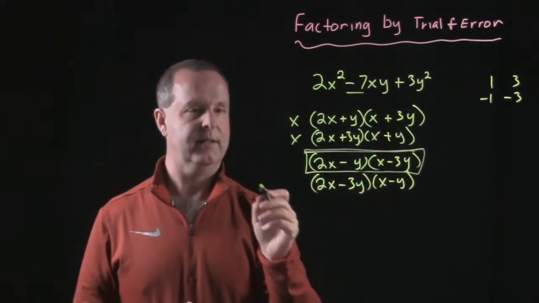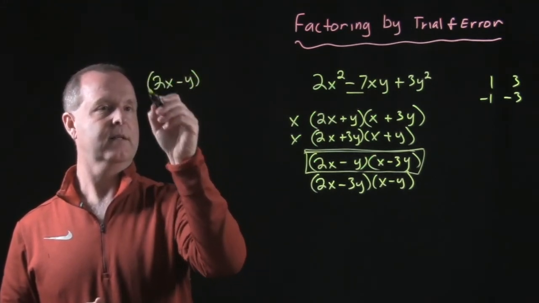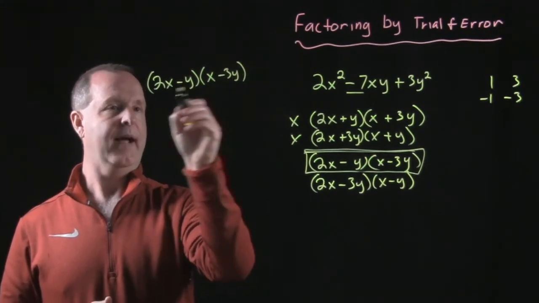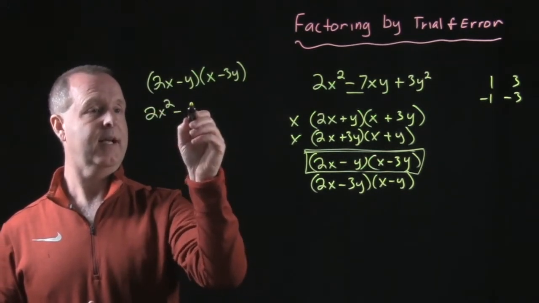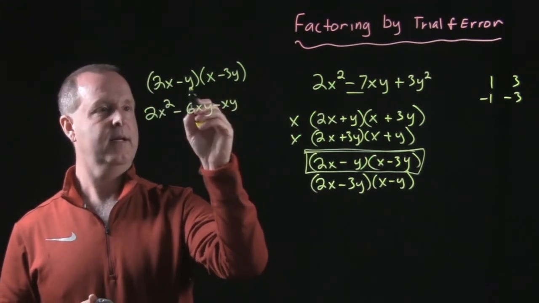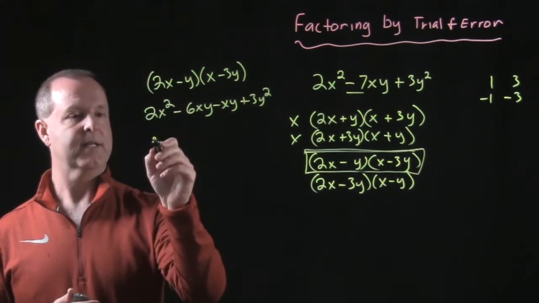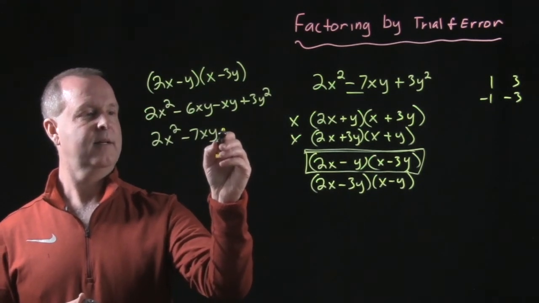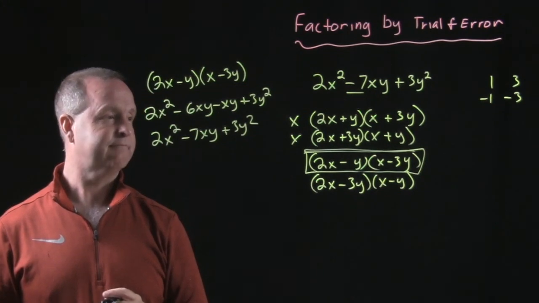And I'm just going to check that because I'm pretty convinced, but it's not bad to check it once in a while too. First times first is a 2x squared. Good. Outers is a negative 6xy. Inners is a negative yx or negative xy. And the last times last is a positive 3y squared. Add those together, combining like terms: 2x squared minus 6xy plus the 3y squared. Winner. Chicken dinner. Hot dog.